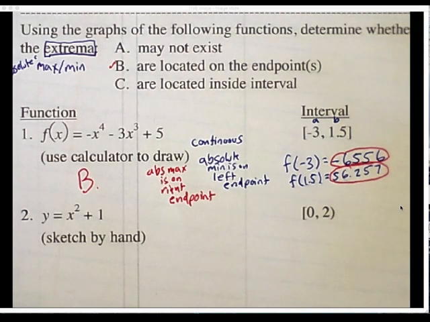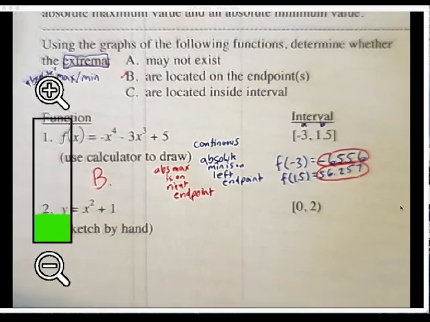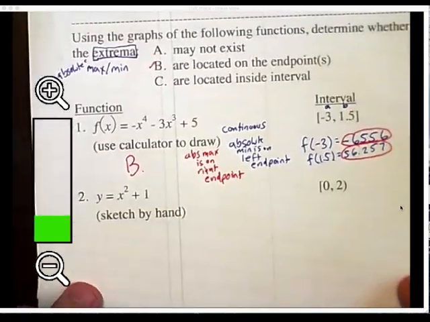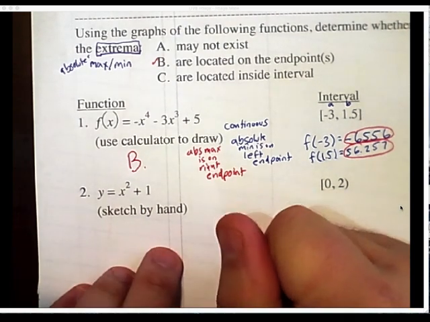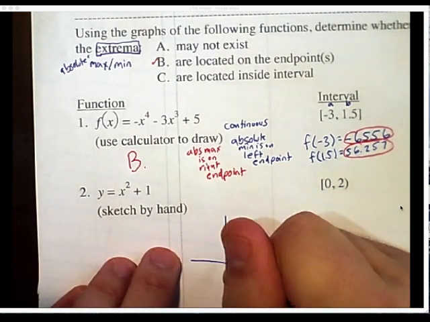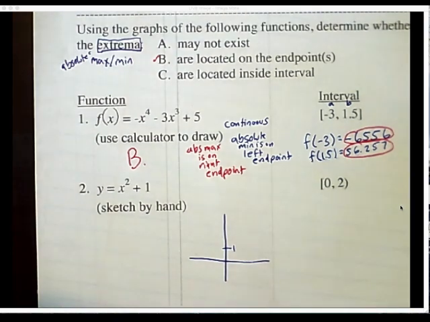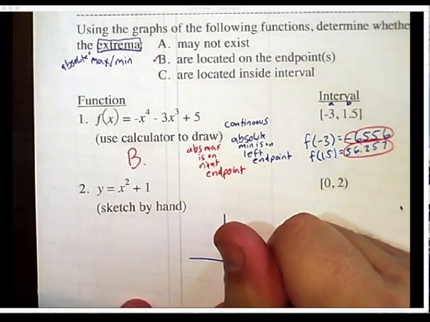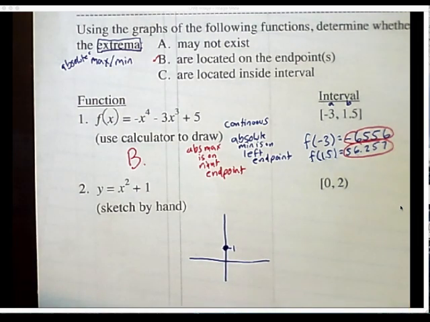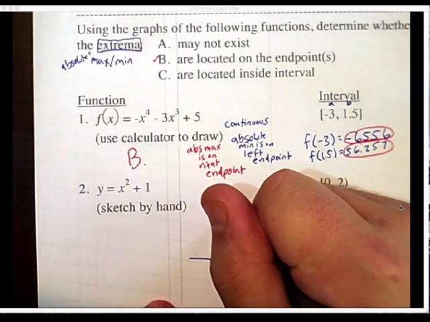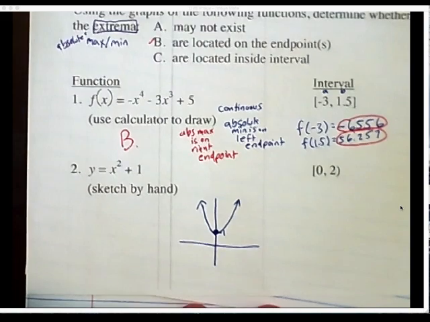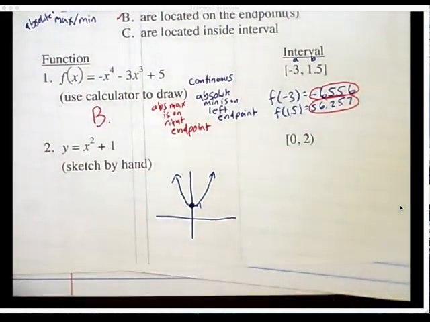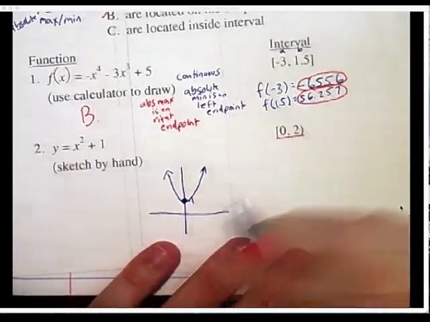Okay, so let's do the next problem. It says y equals x squared plus 1, and they want me to graph this by hand. We should know what this graph looks like. Okay, x squared plus 1 is a parabola. It's the parent parabola shifted up by a unit. So if we think about this graph, it should look something like that. But now they want me to focus in just on the interval 0 to 2.